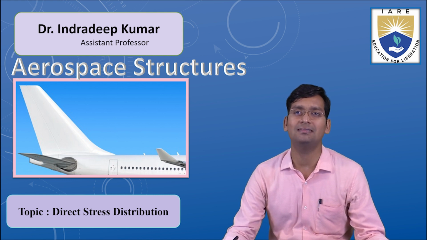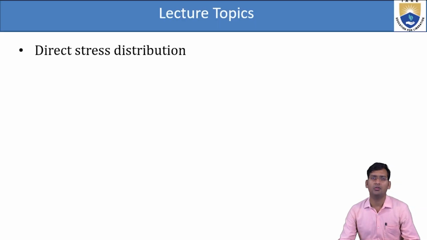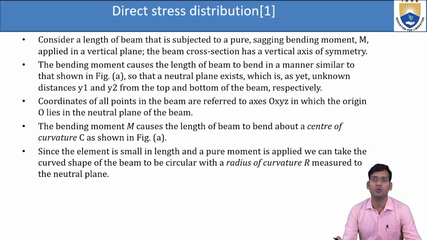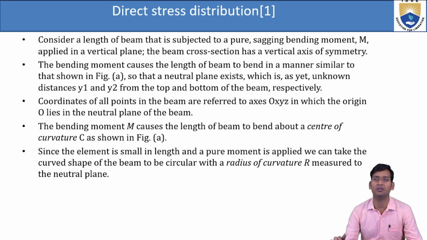So in this video, we will see about the direct stress distribution. So our lecture topic will be direct stress distribution. So first, consider a length of beam that is subjected to a pure sagging bending moment. So there are two types of bending moment. One is sagging, the other one is hogging.